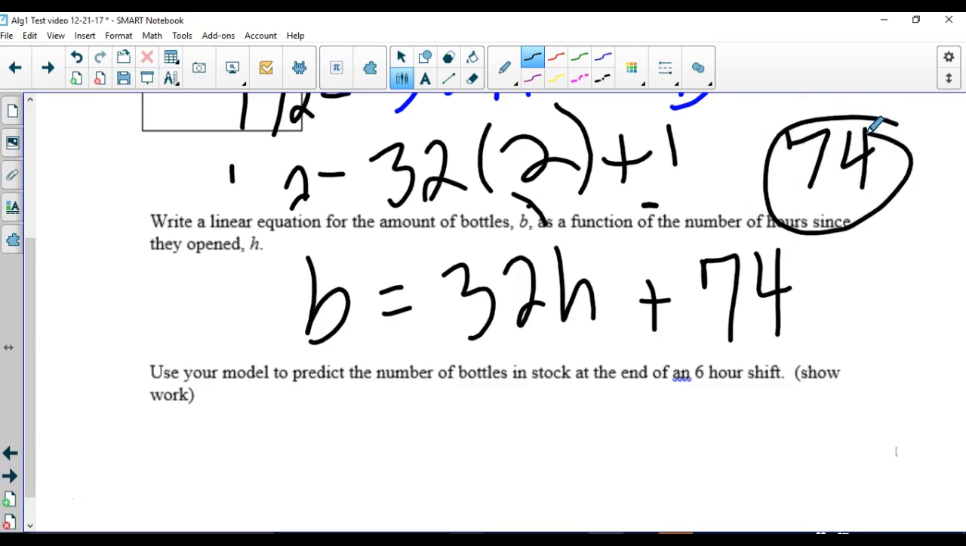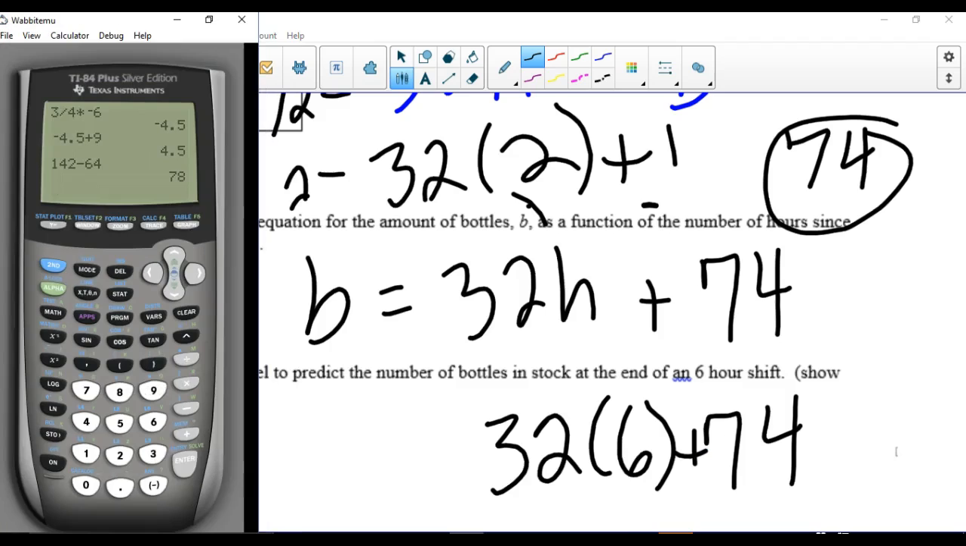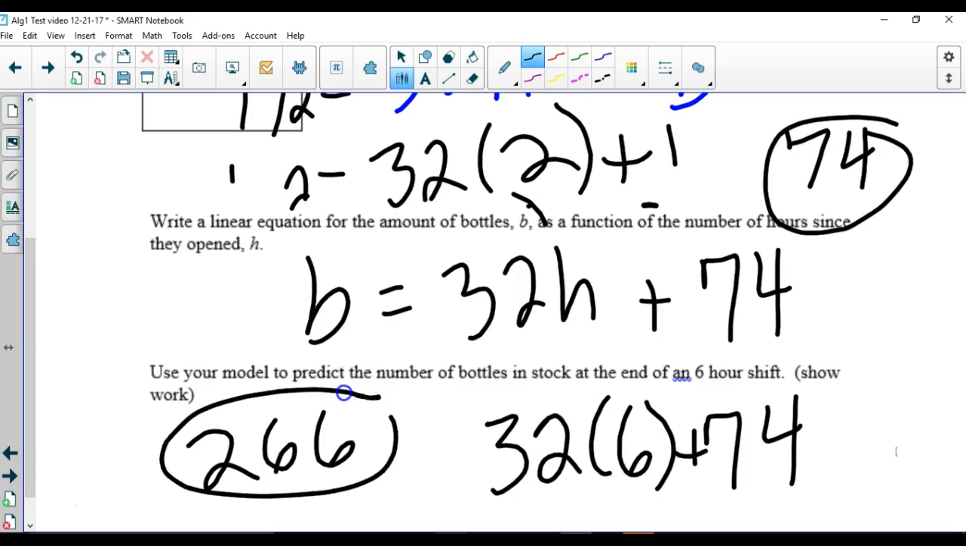It says use your model to predict the number of bottles in stock at the end of a 6-hour shift. So if I know they started out with 74 bottles and they produce 32 an hour, and I want to know how much they're going to have in 6 hours, I'm going to multiply the 6 by 32 plus the 74. So I have my 32 times 6, which is 192. That's how many bottles they produced in 6 hours, plus they started out with the 74 bottles. So I know in a shift they are going to produce 266 bottles. That's a prediction based on the end of a 6-hour shift.